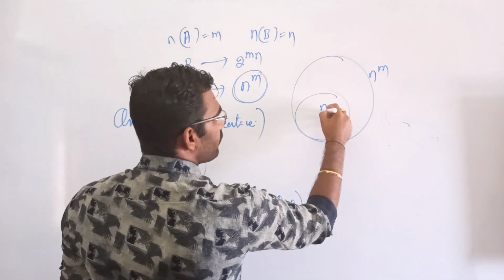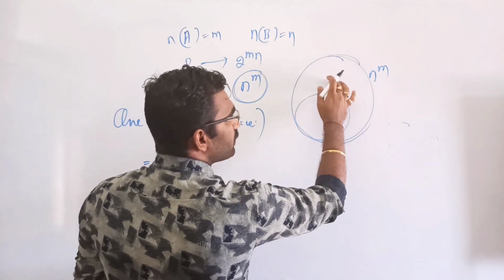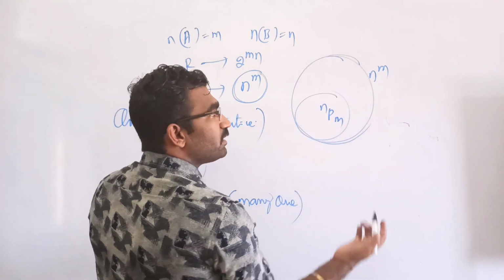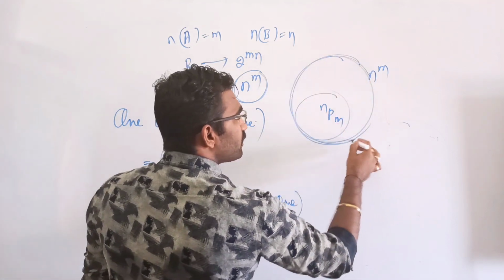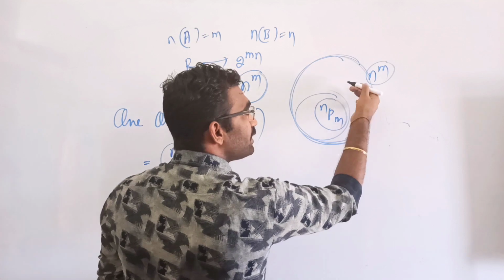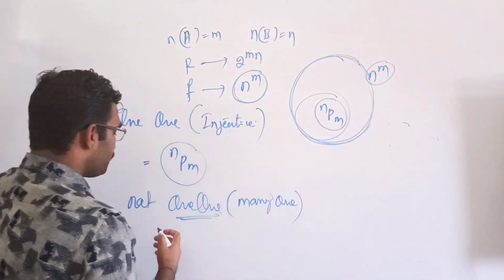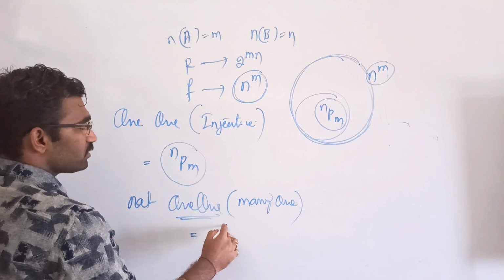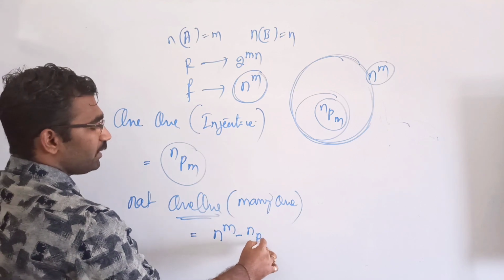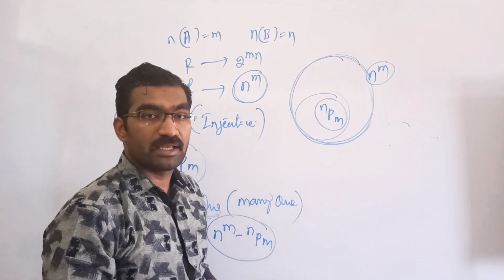In that, some will be one-one functions, that is nPm. Then these many functions will be remaining, that is not one-one. Therefore, from the total number of functions n raised to m, if I remove the number of one-one functions, the remaining will be many-one functions. Therefore, the number of not one-one functions is n raised to m minus nPm. So these are the formulas you can use.